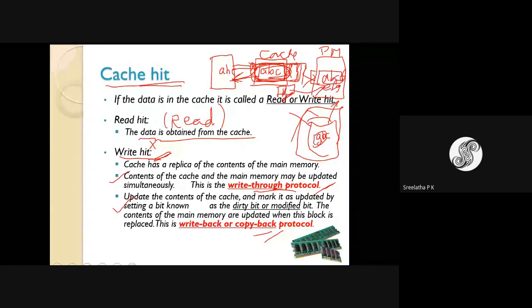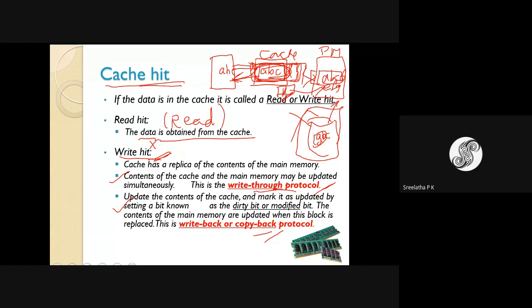Okay. Can anyone tell me what is cache hit? The required data is present in the cache memory, ma'am. Yes, the required data or instruction is present in the cache memory, that is called a cache hit. If the data or instruction required by the processor is not present in cache memory, then it is called a cache miss.